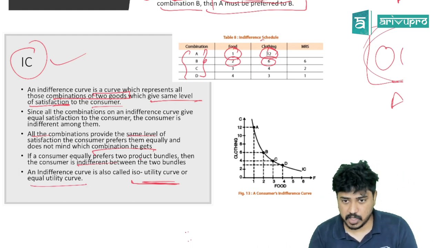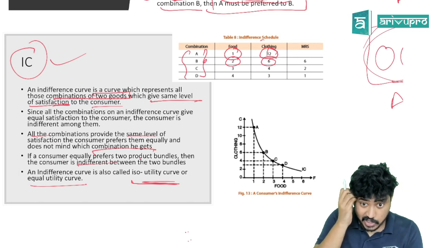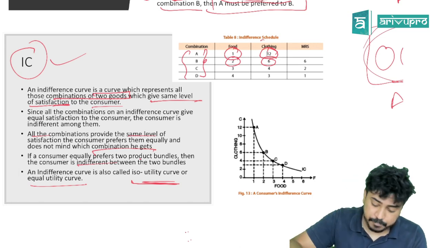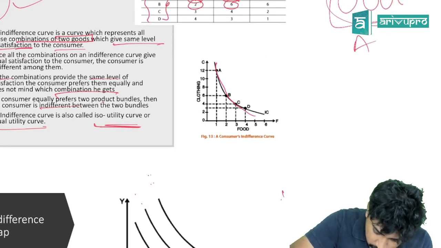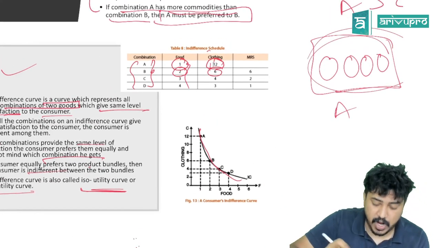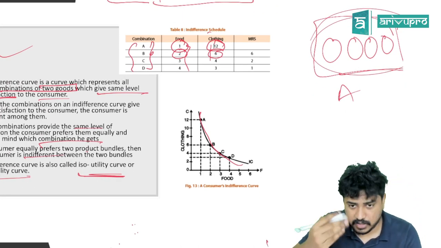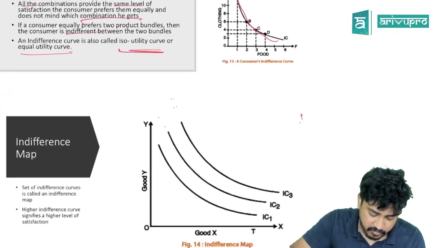Please always remember these things. These words are a little bit important, right? Then this is how you plot your indifference curve. All these combinations which you had, you plot on a graph and it's a downward sloping curve. Some properties anyway we are going to see.